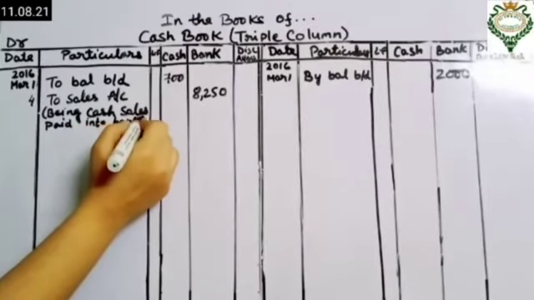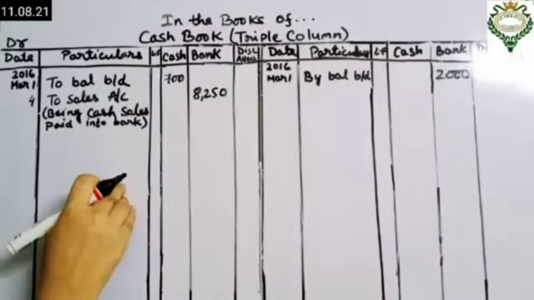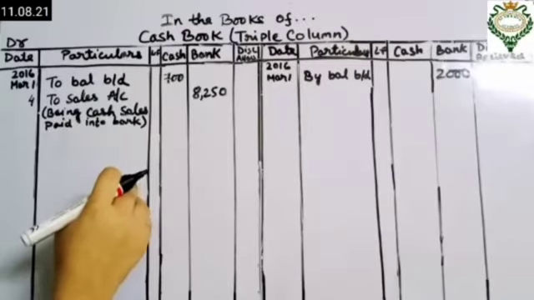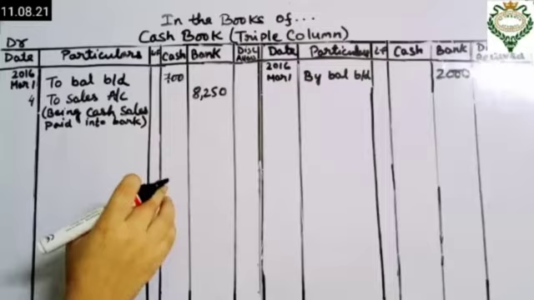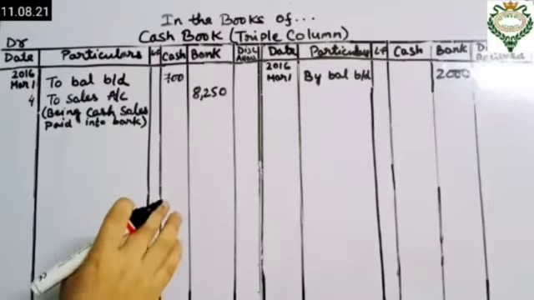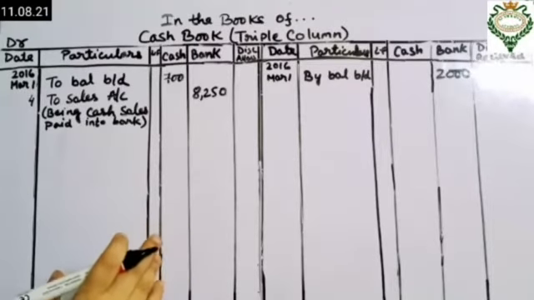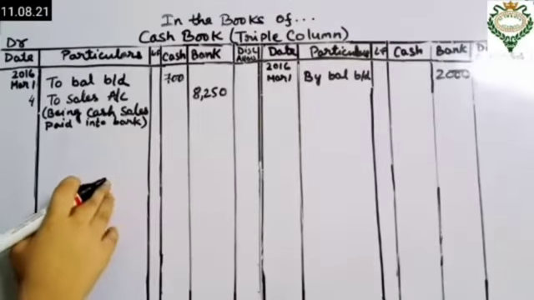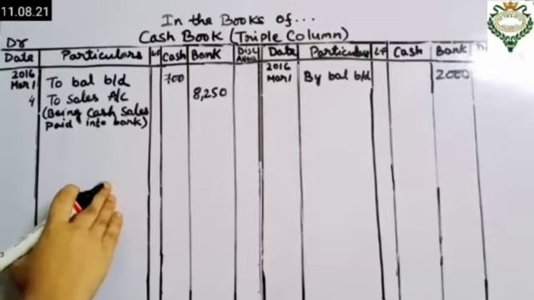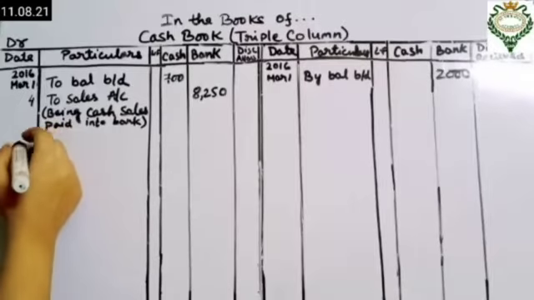Now come to the next transaction that has been done on 6th March. It is saying sold goods to Amit rupees 4000. We have done the working notes also. We have done the 10% trade discount and the 5% cash discount. After all the calculation we have got 3420 that we have to record at the debit side.